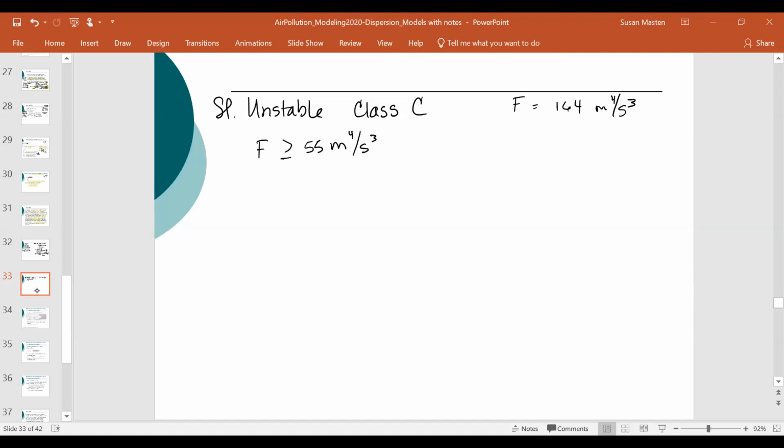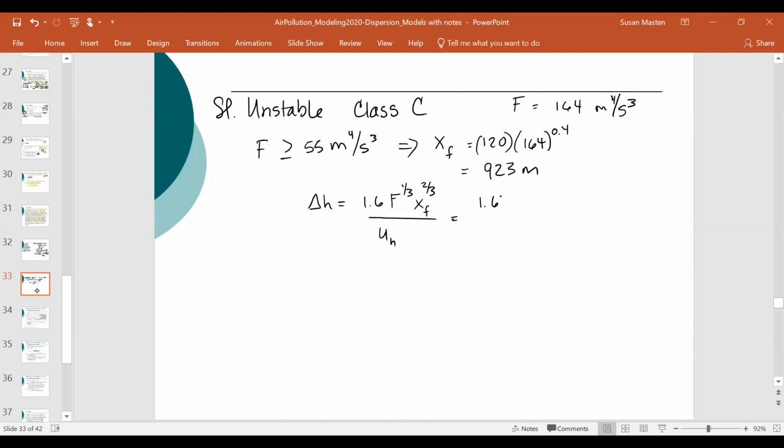So that means we can now calculate a distance to the final plume rise of 120 times 164 to the 0.4. So that is 923 meters. So it's almost a kilometer before that plume stops rising. It's going to keep kind of bouncing around for almost a kilometer. And in this case, now delta H is equal to 1.6 F to the 1/3 X sub F to the 2/3 over U sub H. And that is equal to 1.6 times 164 to the 1/3 times 923 to the 2/3 over 5, and that is equal to 166 meters.